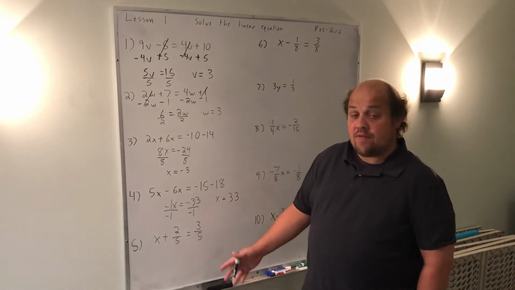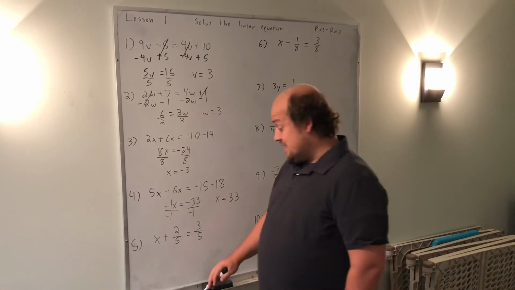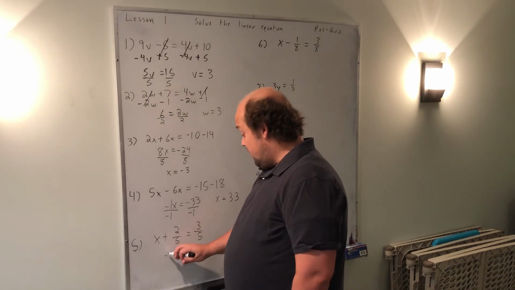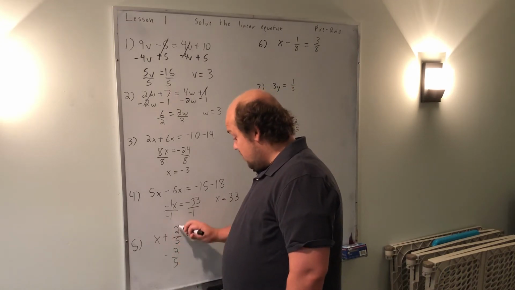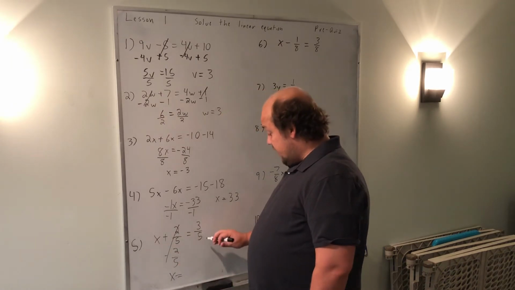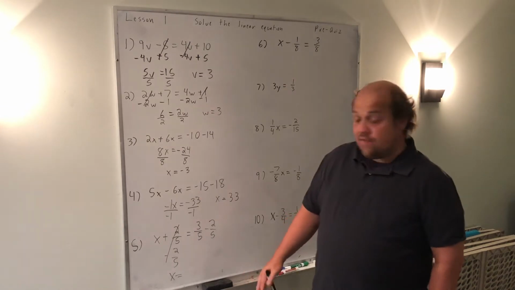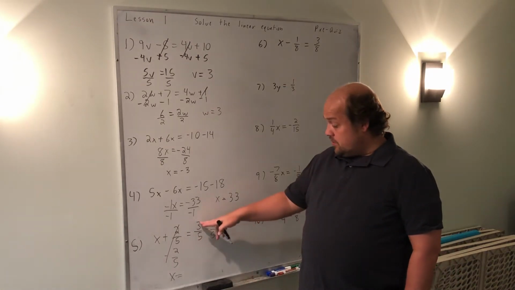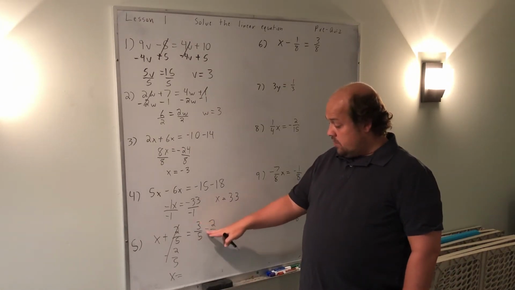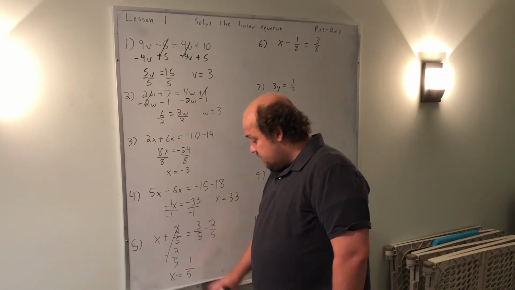In problem number 5, I only have one thing to move, but it's a fraction. I know we don't love fractions. That said, if I get rid of 2/5 on the left here, these will go away and just leave me with this x. If I take 3/5 minus 2/5, then the way I combine fractions is I keep the same bottom, do top minus top, 3 minus 2 leaves me with 1, still over that same denominator of 5.